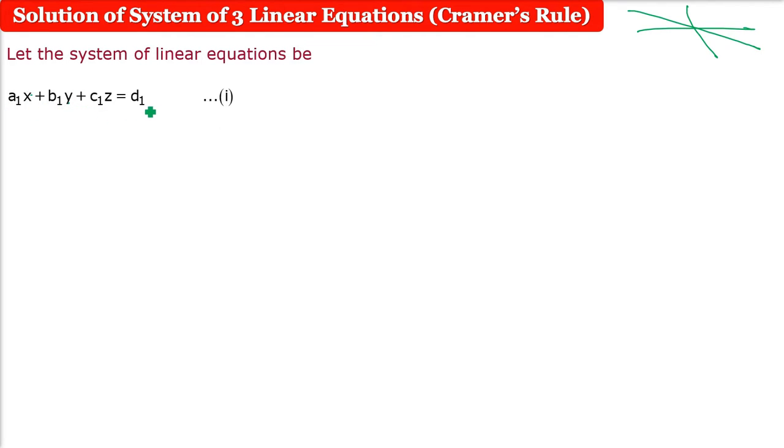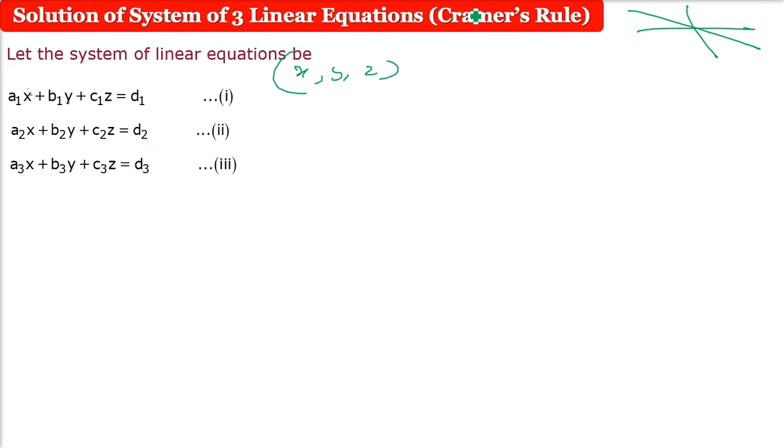So this is our first linear equation, a1x plus b1y plus c1z equals d1. There are other lines also. So there are three lines actually here. Now all a1 till d1 are constants, x, y, z are variables. So we need to find out x, y, z.